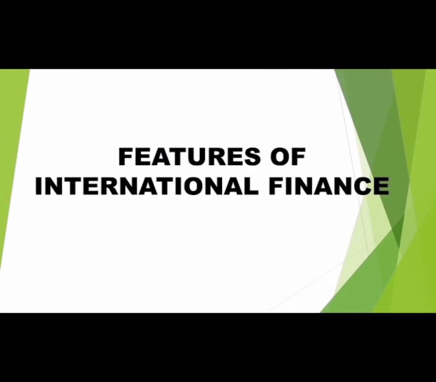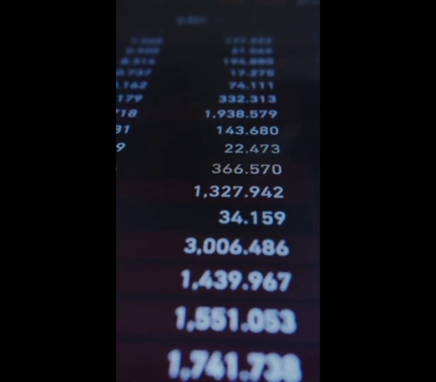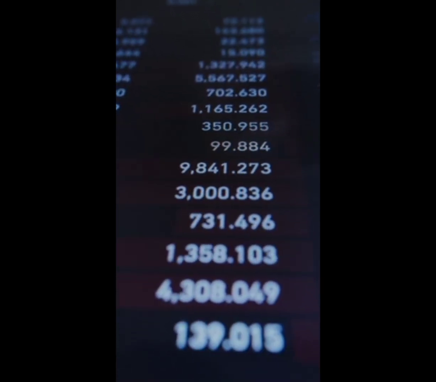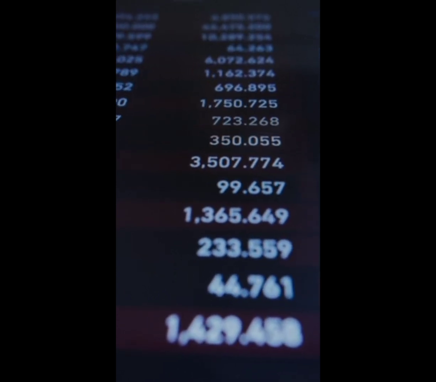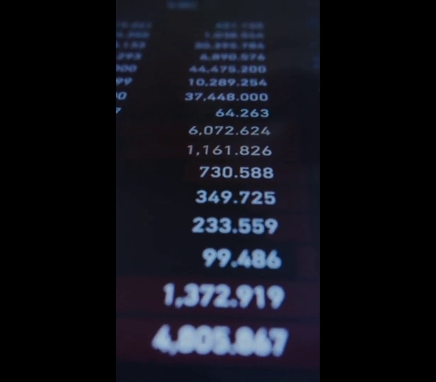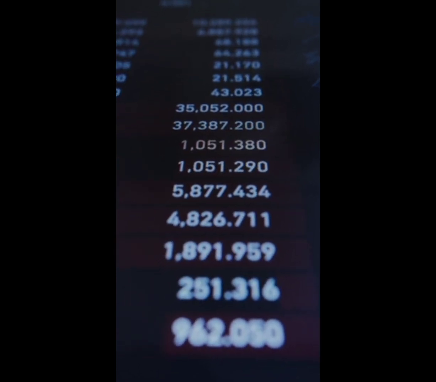International Finance Enchanted. International Finance, exploring global economic dynamics. Delve into the captivating world of international finance with these research topics. Exploring the nuances of exchange rate fluctuations, international financial regulations, and the roles of global financial institutions.